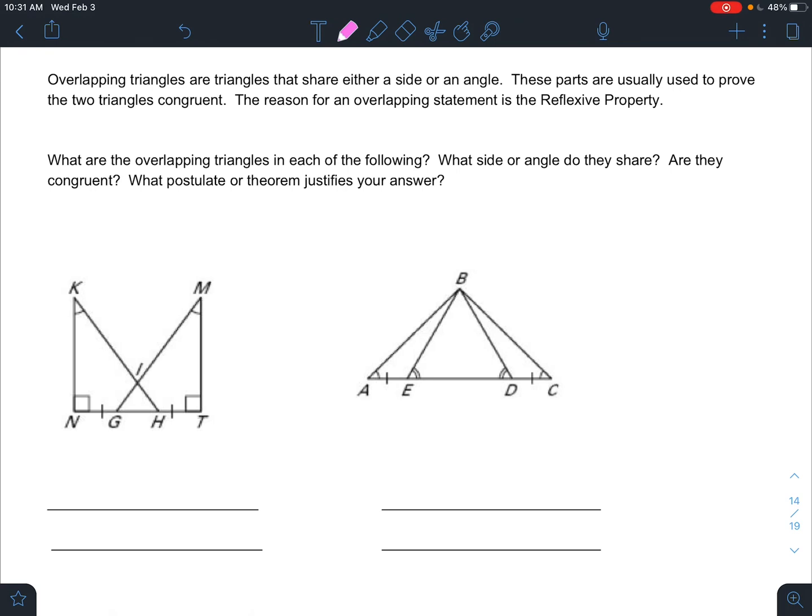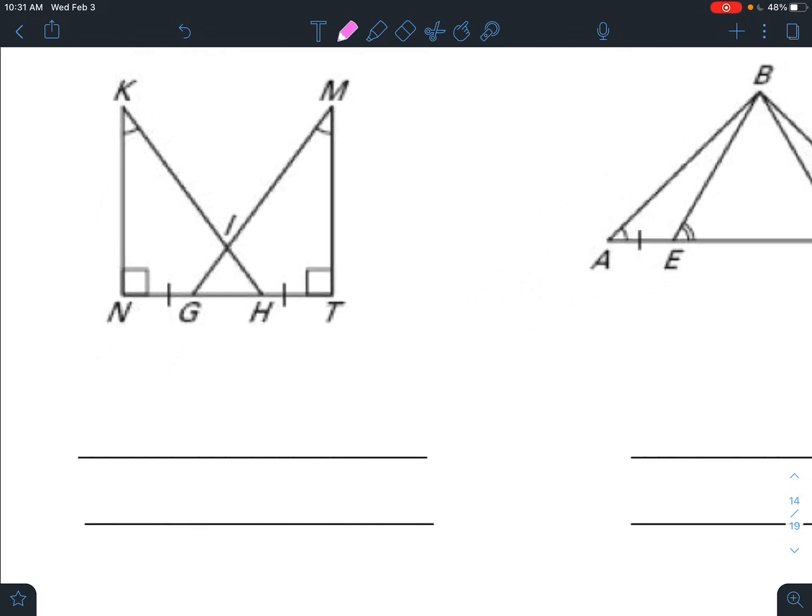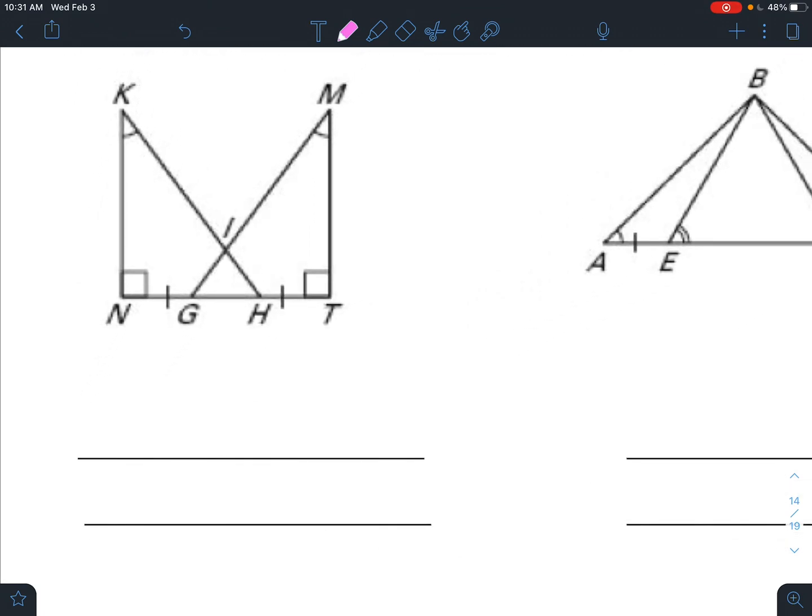So what triangles are overlapping? What side do they share or angle? Are they congruent, and why? So we're looking for pieces here. Sometimes it's easiest to tear these two apart. In this case, it's a little bit easier to see.